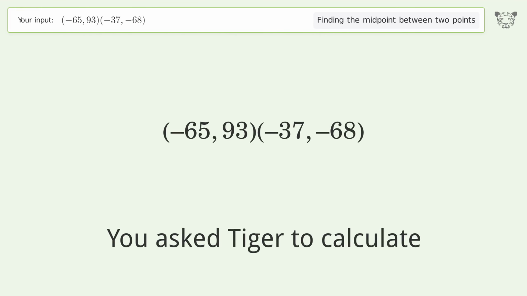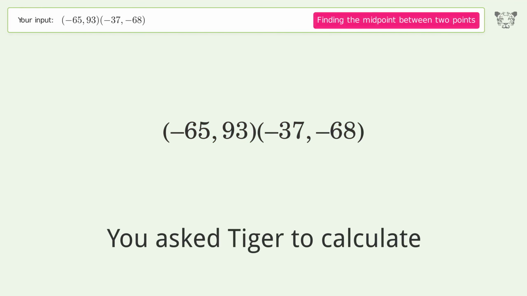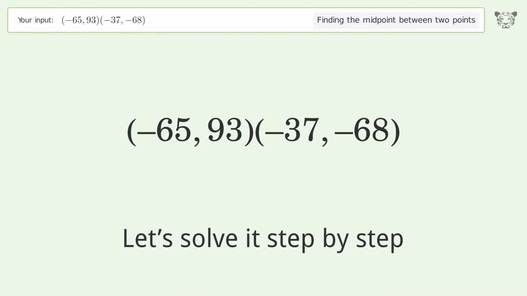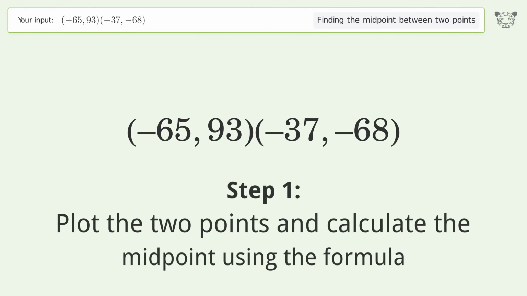You ask Tiger to calculate. This deals with finding the midpoint between 2 points. The midpoint between the 2 points is (-51, 12.5). Let's solve it step by step. Plot the 2 points and calculate the midpoint using the formula.